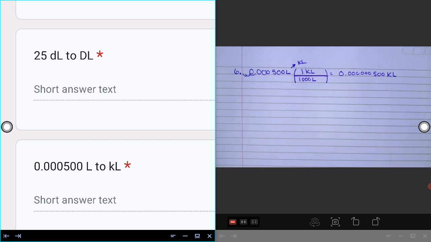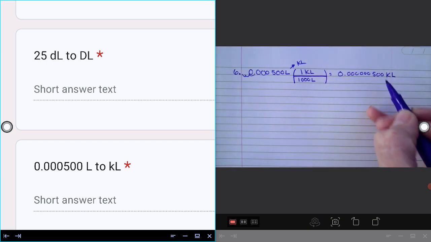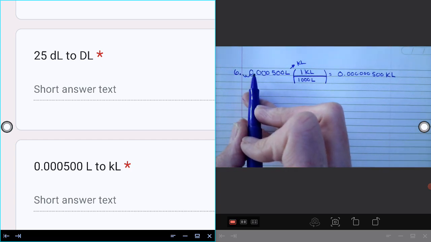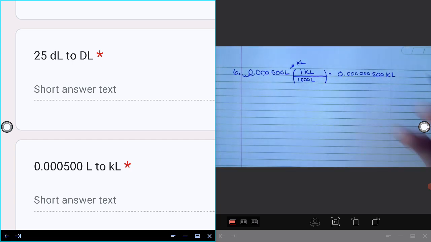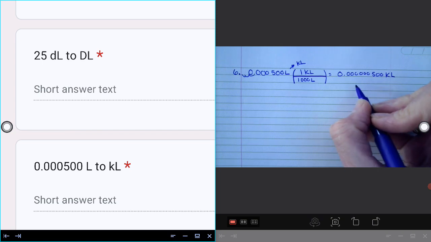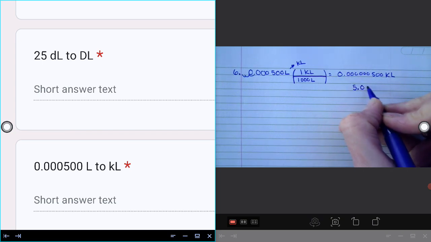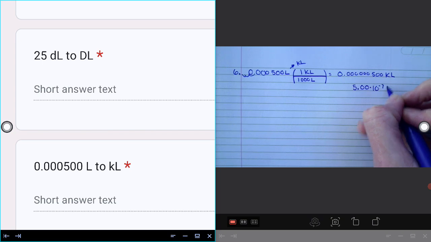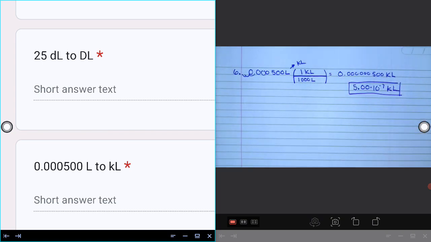So we had to divide by 1,000. All right. See how many zeros there are now? Did I give it enough? 1, 2, 3, 4, 5, 6 zeros, right? So when we write this in scientific notation, we should write 5.00. We need 3 sig figs times 10 to the negative 7th kiloliters. Is there anybody that prefers the other method right now?